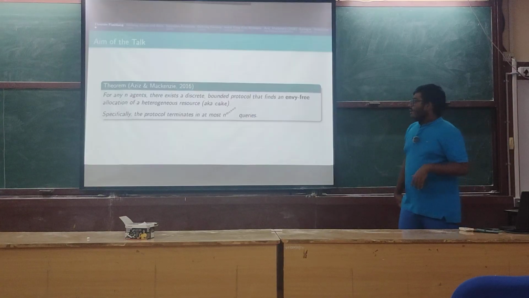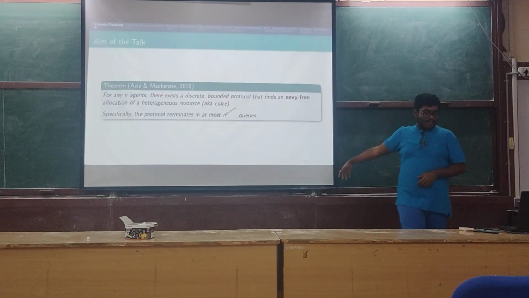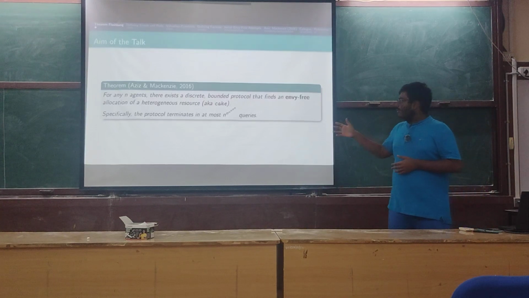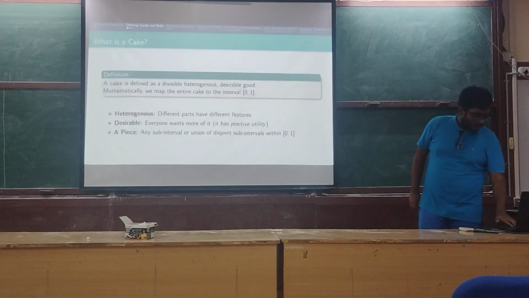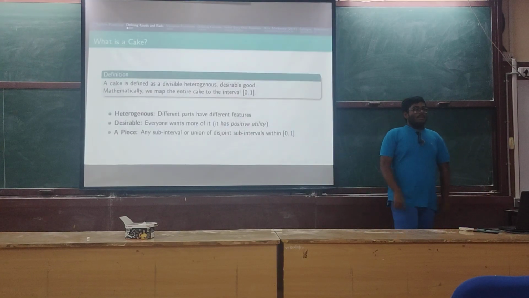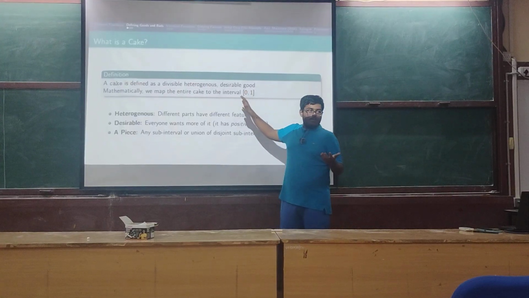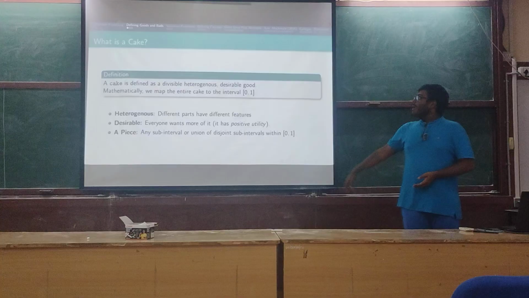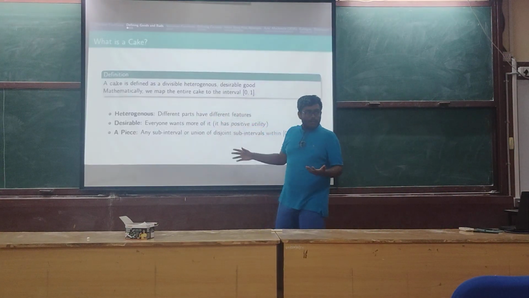However, now coming back, as you see, this is a bunch of mumbo jumbo terminology. As we can see, it's very hard to follow. So let us first start off by defining what a cake is in this situation, or what a heterogeneous resource means. Cake is defined as a divisible heterogeneous desirable good in this sense. That is, a good is something that we desire, we want to have more of, every single agent, every single person wants to have more of, and it is divisible, that is, it can be infinitely divided.